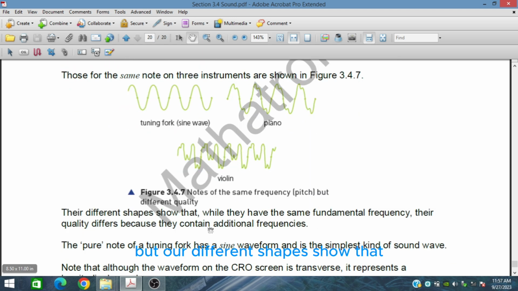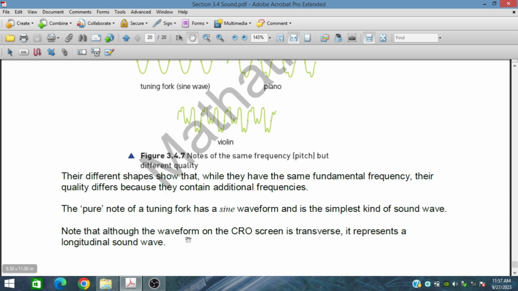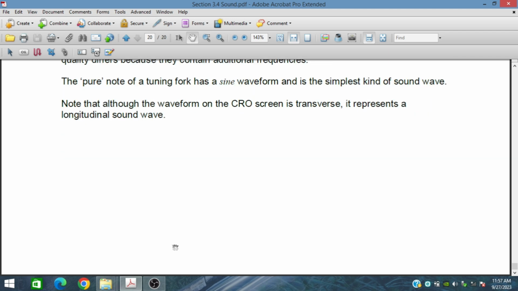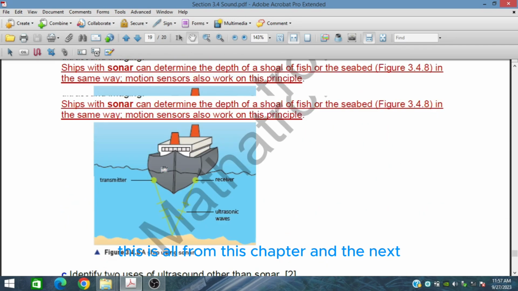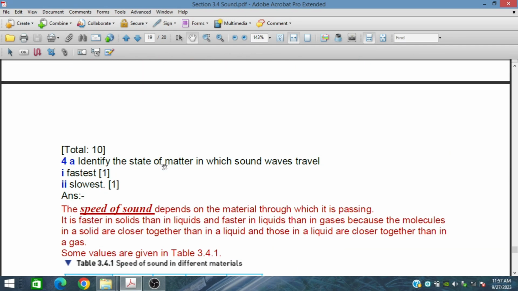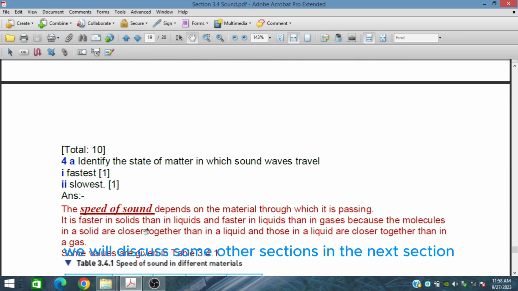The different shapes show that when they have the same fundamental frequency, their quality differs because they contain additional frequencies, also called harmonics. The pure note of a tuning fork is a sine wave and is the simplest kind of sound wave. Note that although the sound wave on the CRO screen is transverse, it represents a longitudinal sound wave. So this is all from this chapter, and we will discuss some other sections in the next session.